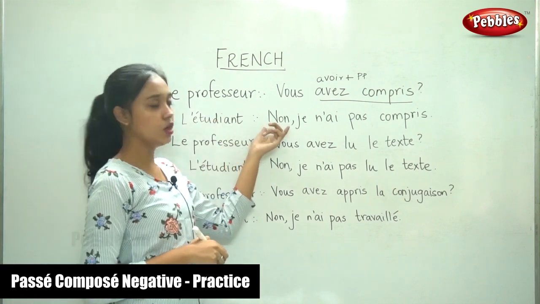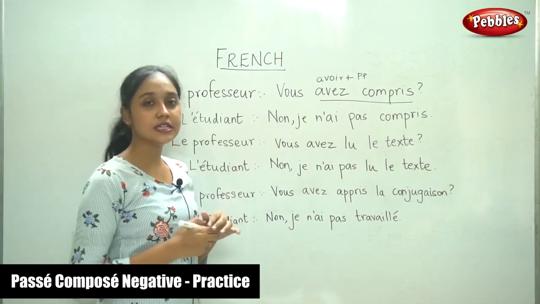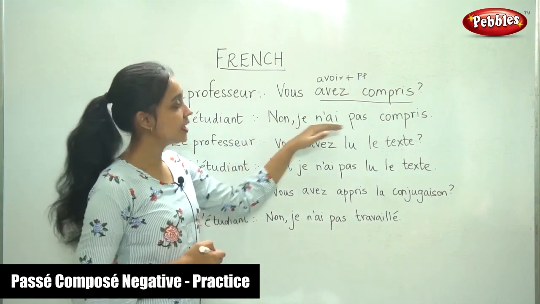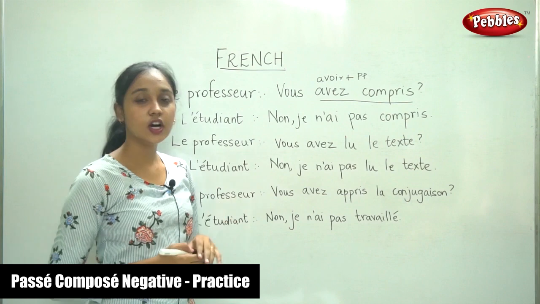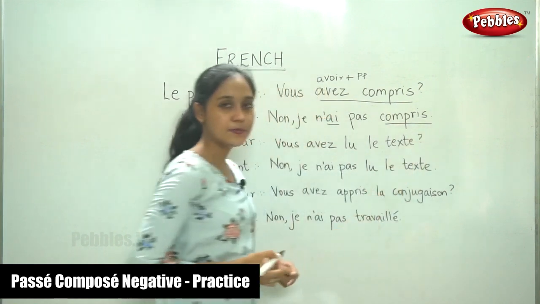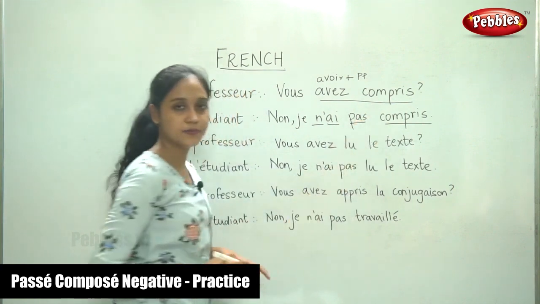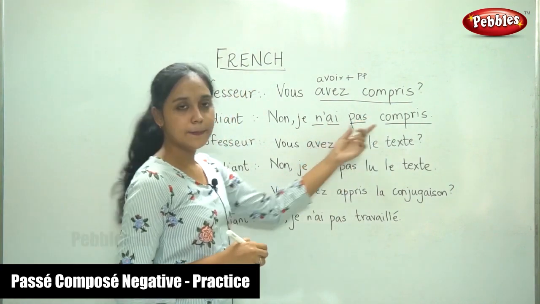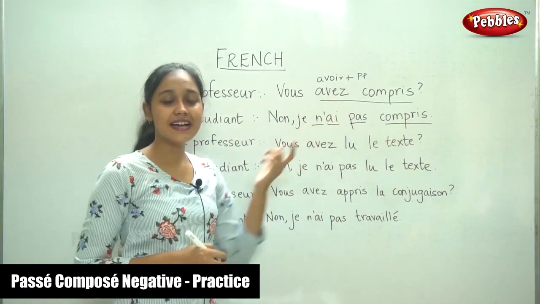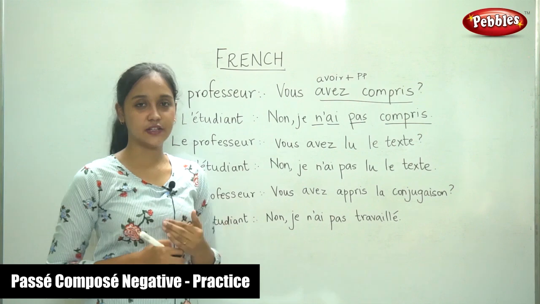L'étudiant says no. Here the student is going to answer in the negative. So we are going to see how passé composé is used in the negative form. Non, je n'ai pas compris. I did not understand. Here we have avoir plus the past participle. Since the sentence is negative, we have ne and pas. Avoir plus past participle makes passé composé. If you add ne and pas before and after the auxiliary, we get the negative form.